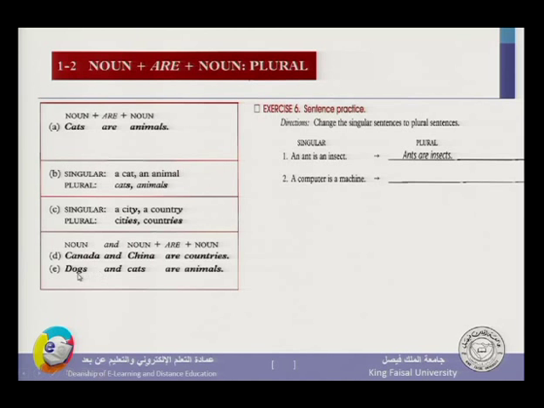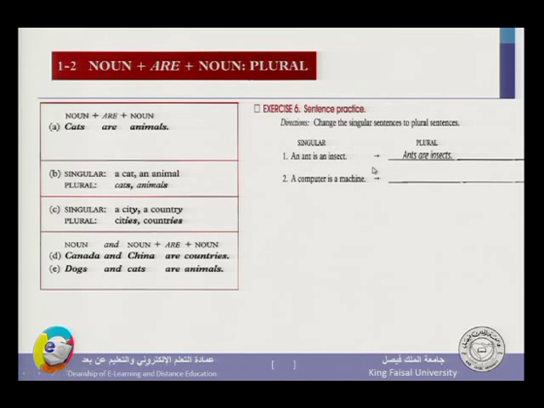Now what if I say dogs only? Yes, the same, it's plural. So we say dogs are animals. Cats are animals as well. Dogs and cats are animals. As long as the noun here, the subject, is plural, we use are.